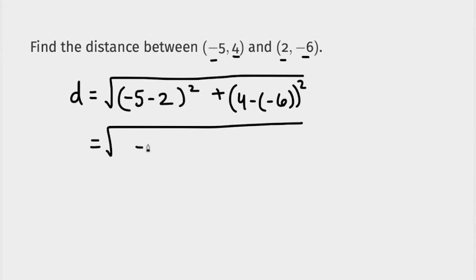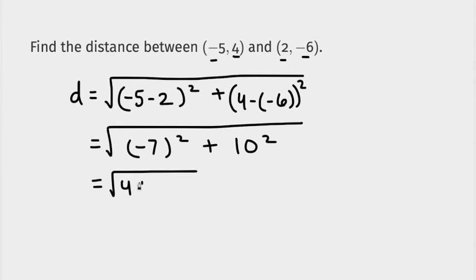-5 minus 2 is -7, so we have -7 squared. And 4 minus -6 is the same as 4 plus 6, or 10. So we have 10 squared. So this gives us then the square root of 49 plus 100, or the square root of 149.